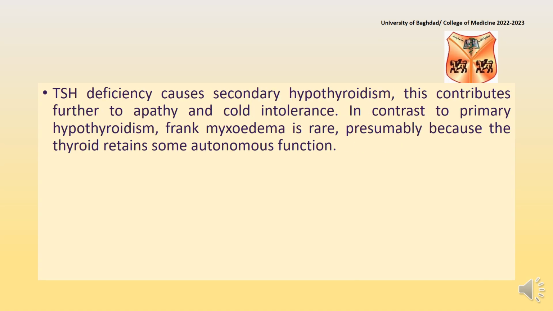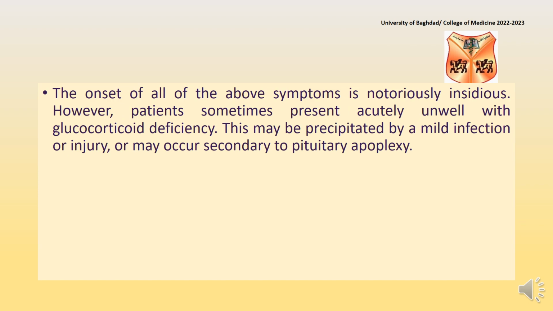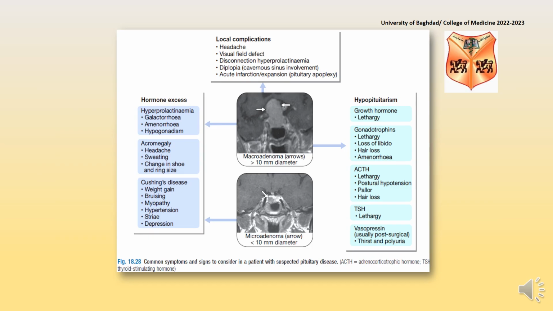TSH deficiency causes secondary hypothyroidism. This contributes further to apathy and cold intolerance. In contrast to primary hypothyroidism, frank myxedema is rare, presumably because the thyroid retains some autonomous function. The onset of all of the above symptoms is insidious. However, patients sometimes present acutely unwell with glucocorticoid deficiency. This may be precipitated by a mild infection or injury, or may occur secondary to pituitary apoplexy, as mentioned above.